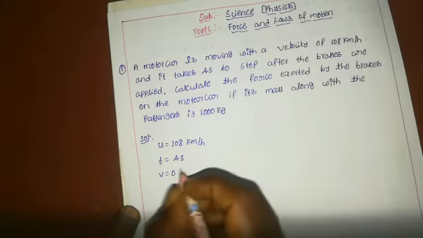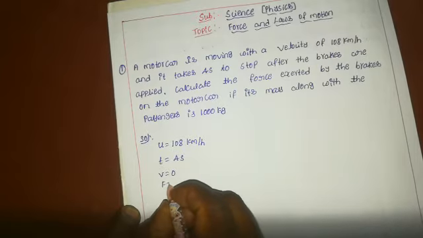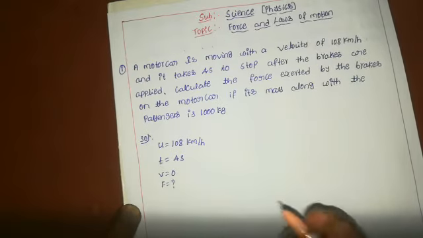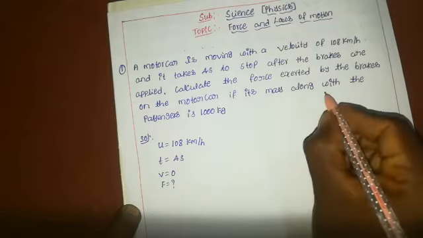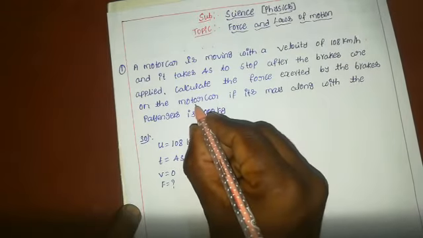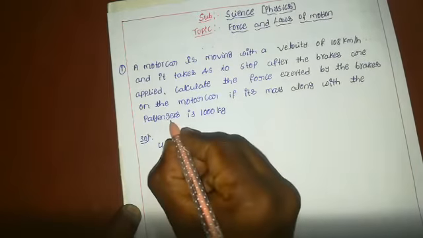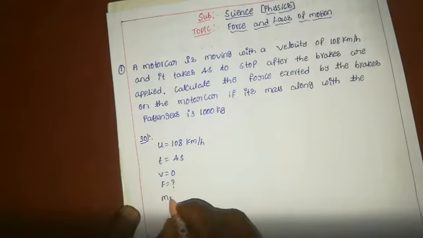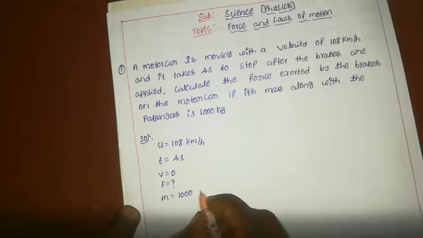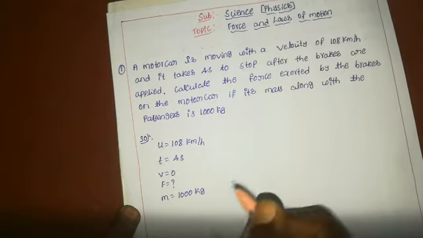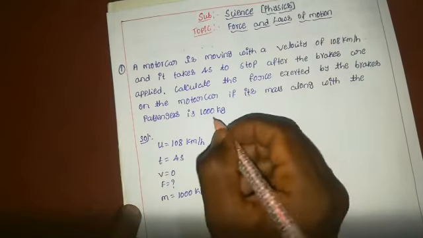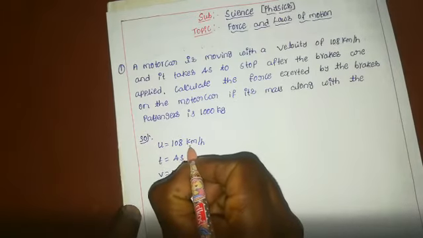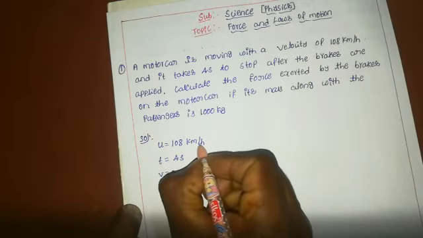Now we have to find out the force, F = ? And it is given that along with the passengers, the mass of the motor car is 1000 kg, that is m = 1000 kg. Before we go into that, we have to convert this kilometer per hour into meter per second.